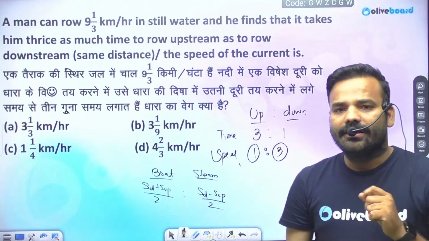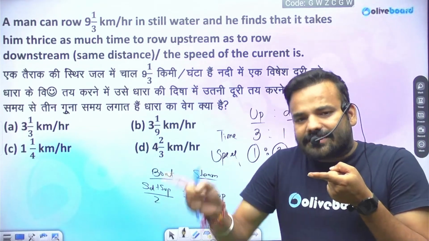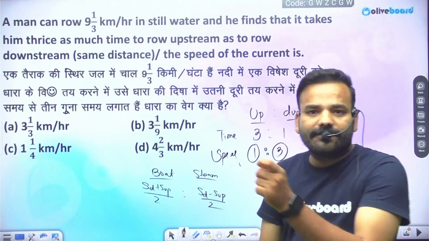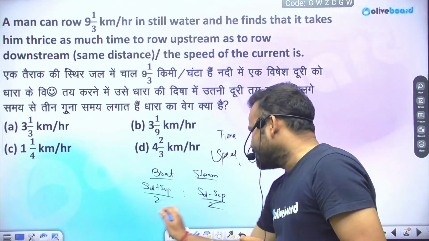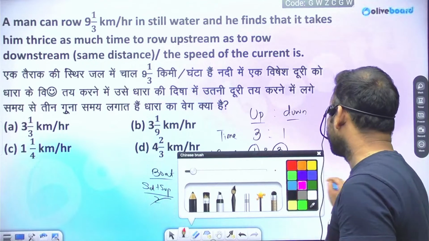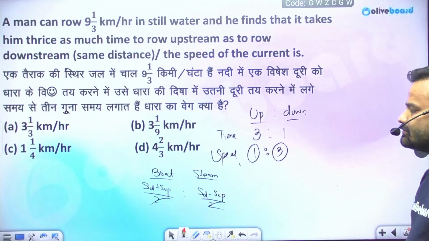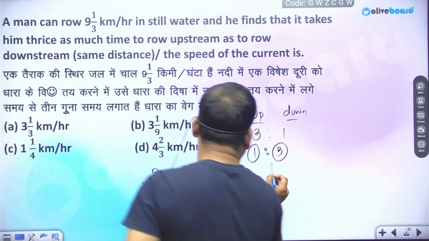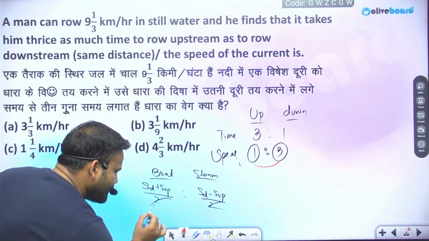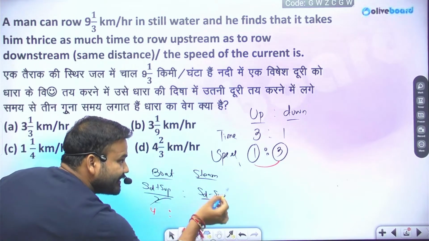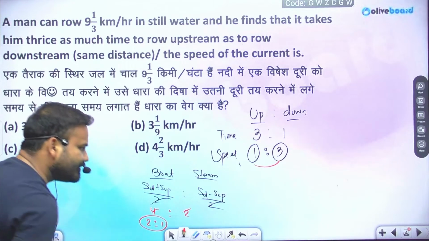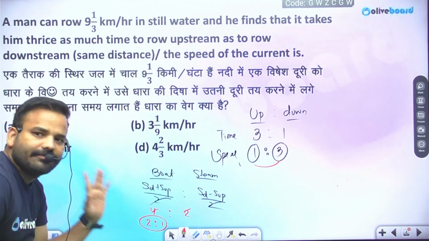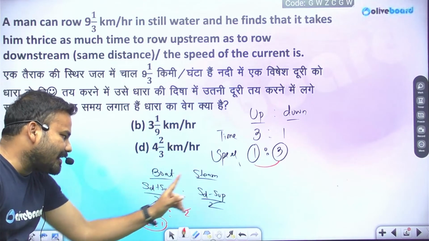What is speed of boat? The speed of boat is downstream plus upstream by 2. And the speed of stream will be downstream minus upstream by 2. This 2 and 2 is eliminated. Now, the speed downstream and upstream is what? 3 plus 1, that is 4, and this is 3 minus 1. 3 minus 1 is what? 2. So the ratio of speed is 2 and 1. So from here I can get that the speed of boat is twice the speed of stream. The speed of boat and the stream is having the ratio of 2 and 1.